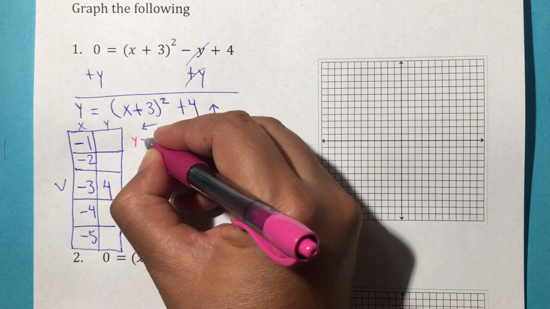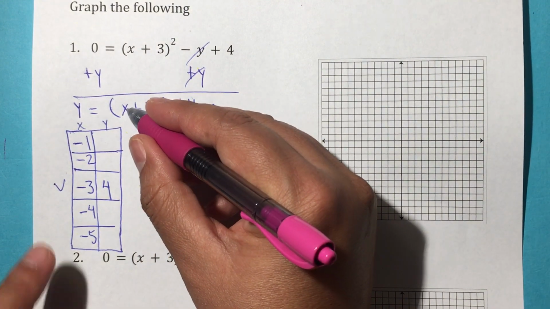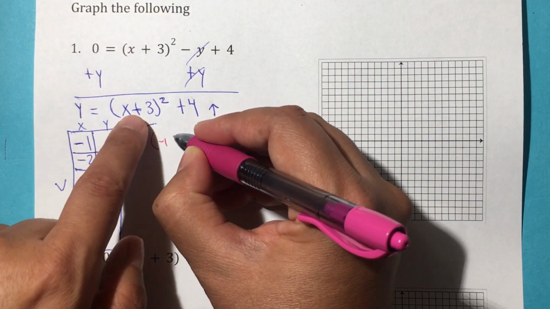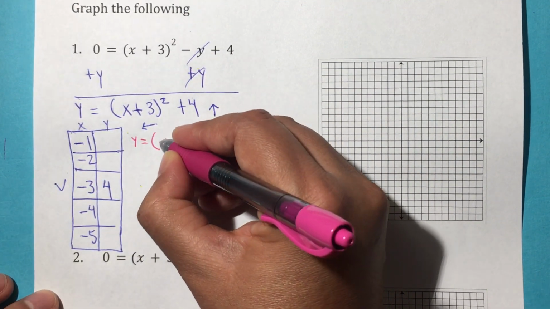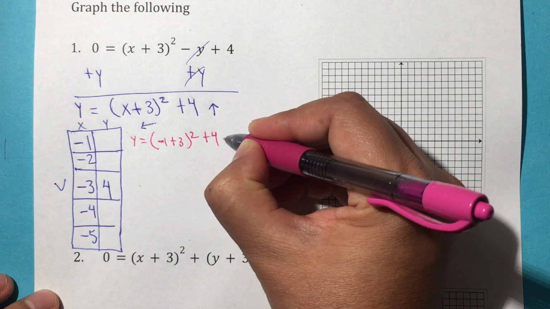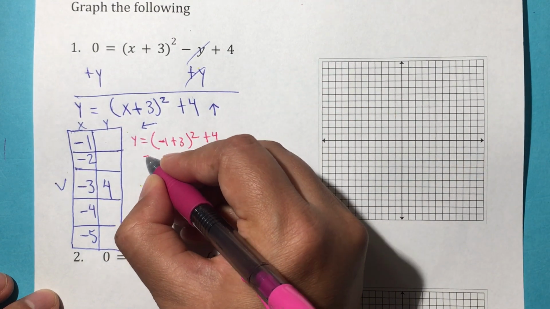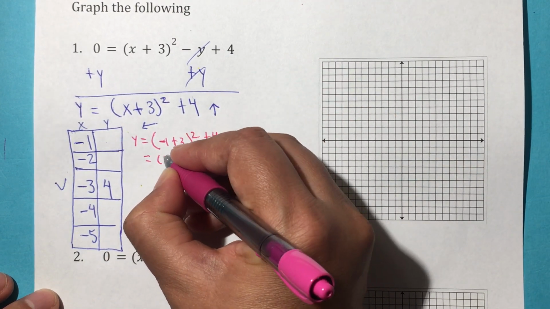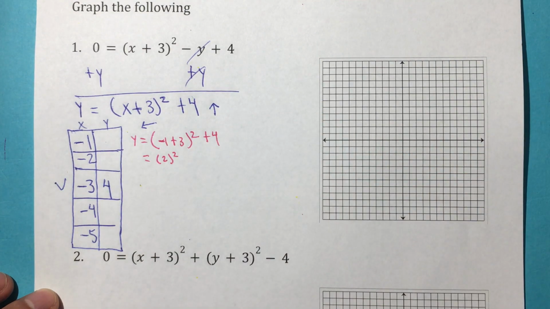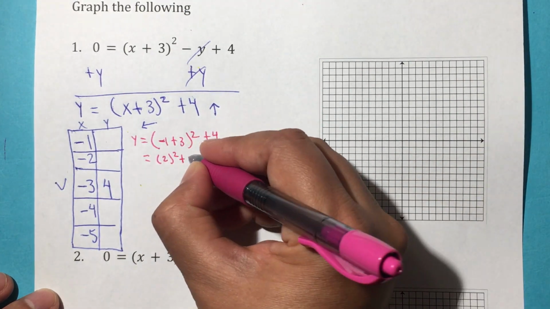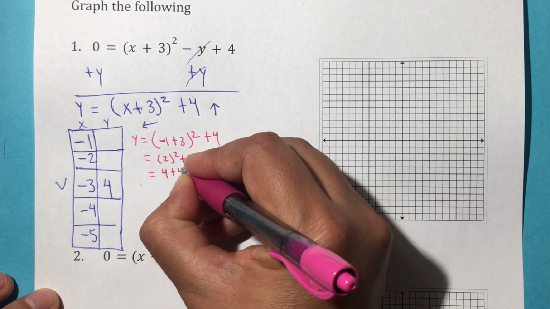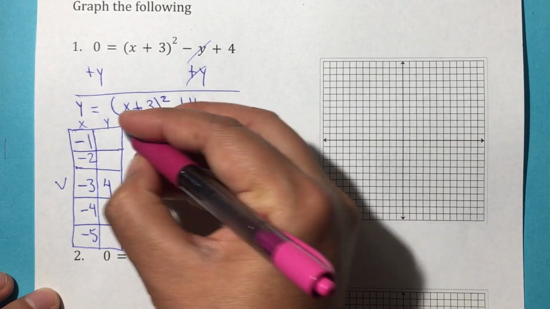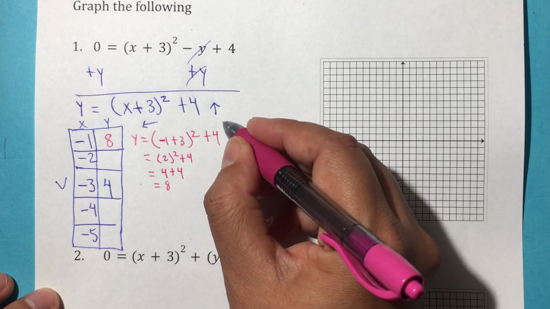So it's going to be y is equal to the value of x, which is negative 1 plus 3, and square that, plus 4. Okay, and then you get negative 1 plus 3 is positive 2 squared, and you don't need the parentheses because it's positive. And 2 times 2 is 4 plus 4. That gives us 8. So that's my first value.